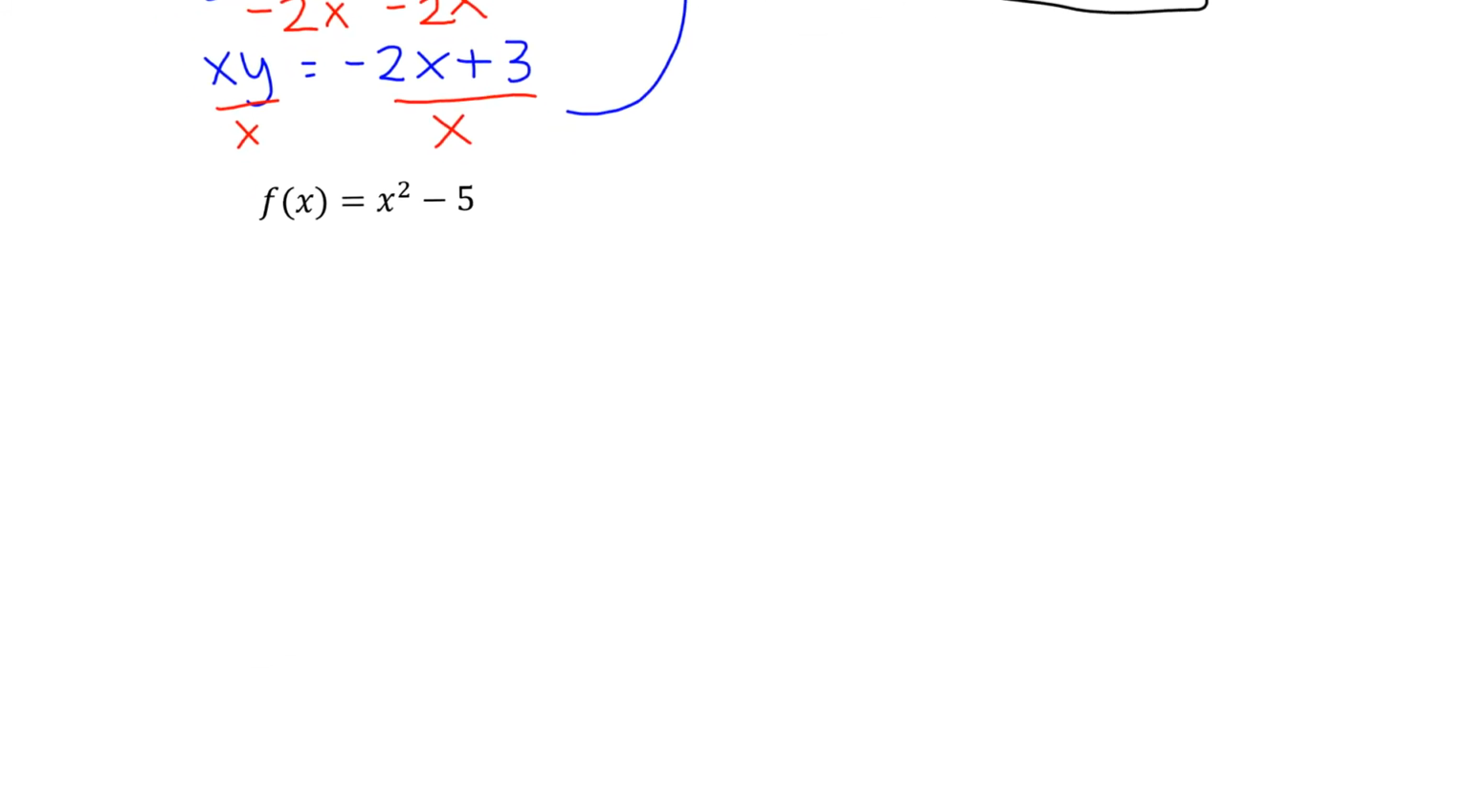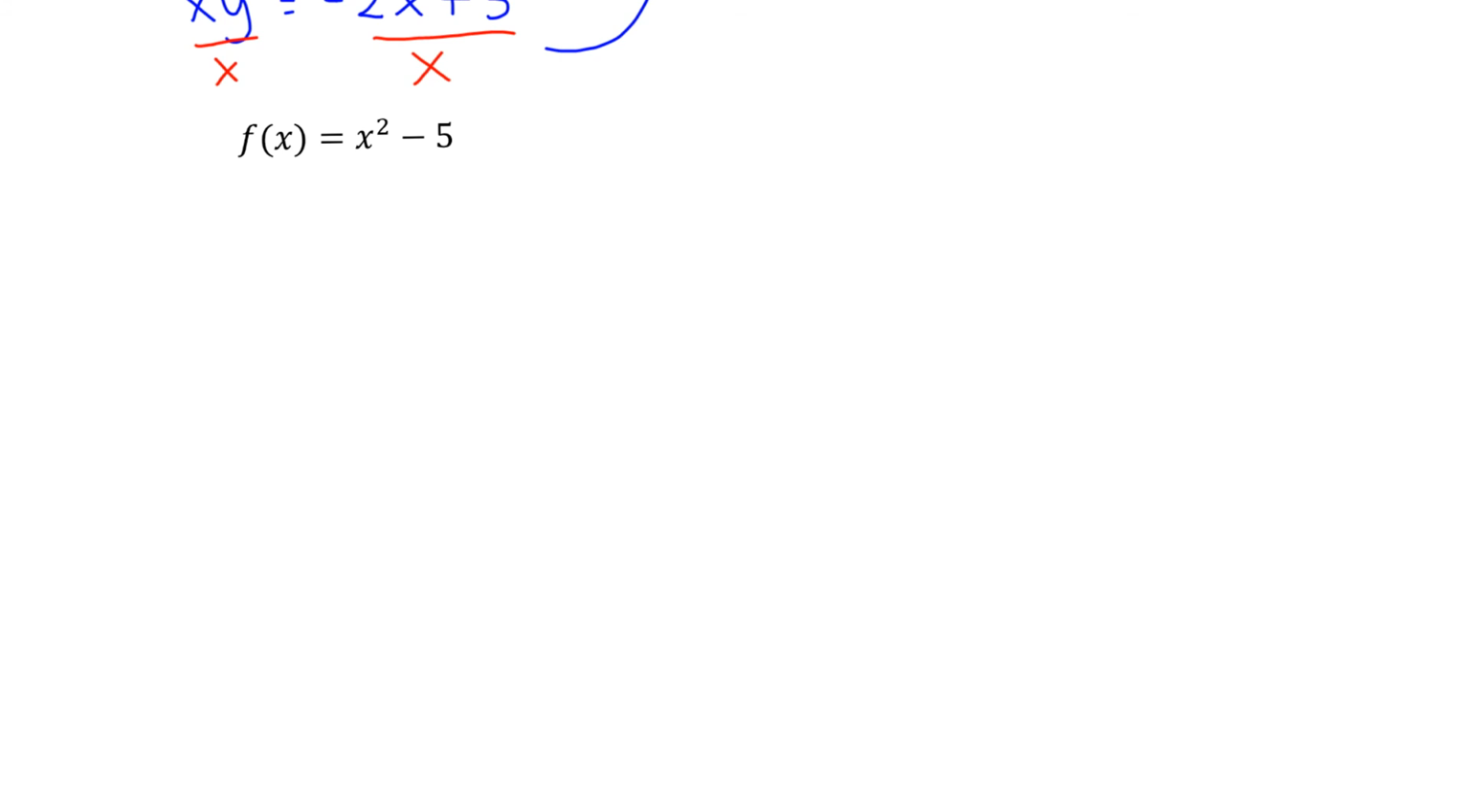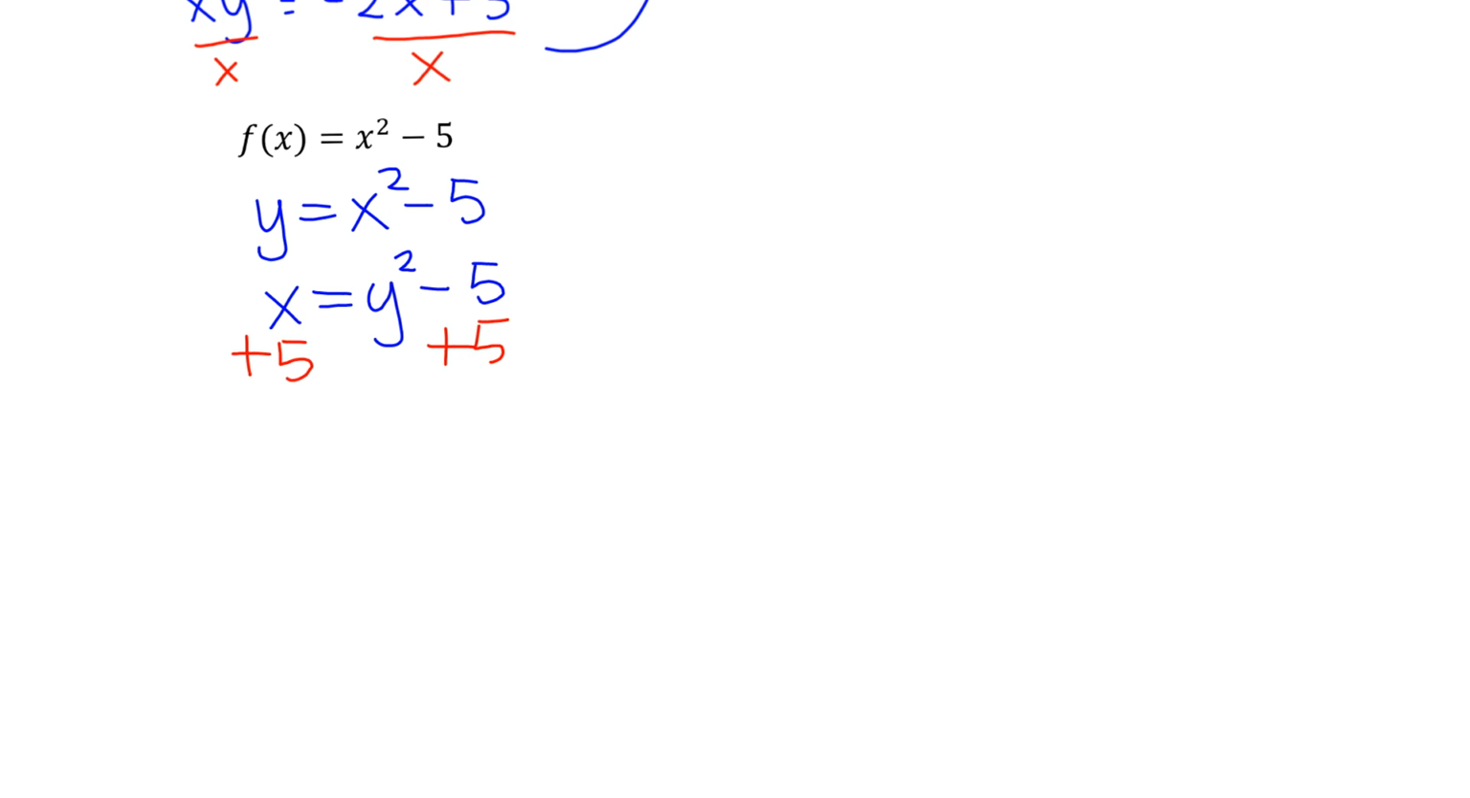Last example. So we have our function f of x equals x squared plus 5. Start with our first step. y equals x squared minus 5. We're going to switch x and y, so we get x equals y squared minus 5. And now we're going to work on resolving for y. So our first step is going to be to add 5 to both sides. So we get x plus 5 equals y squared.